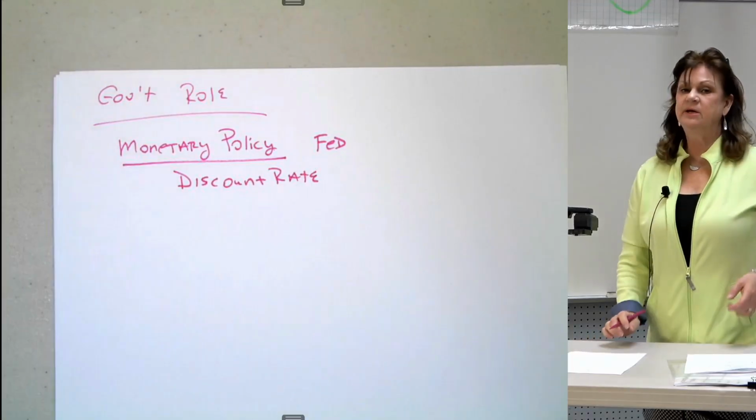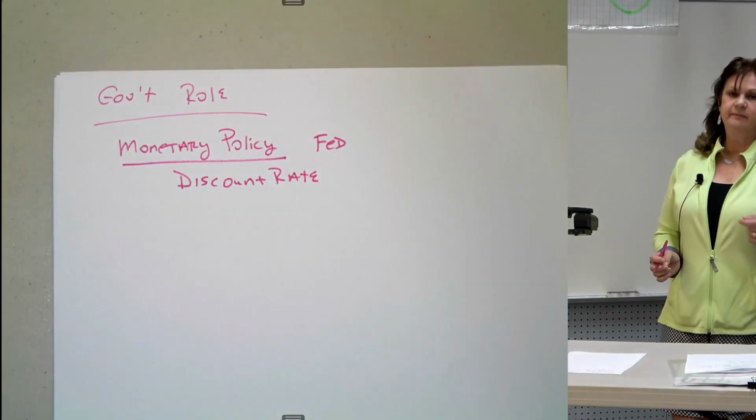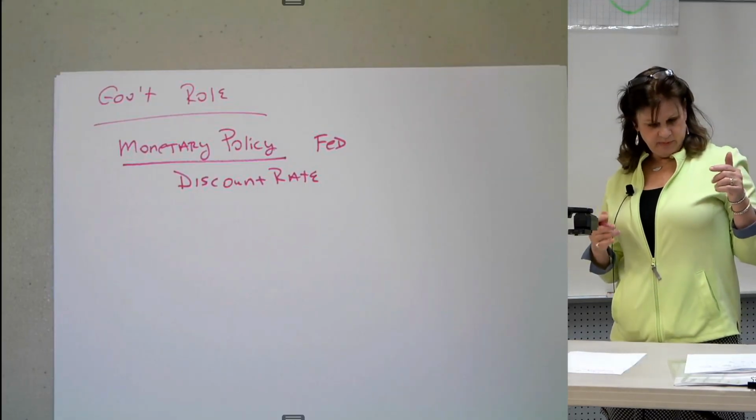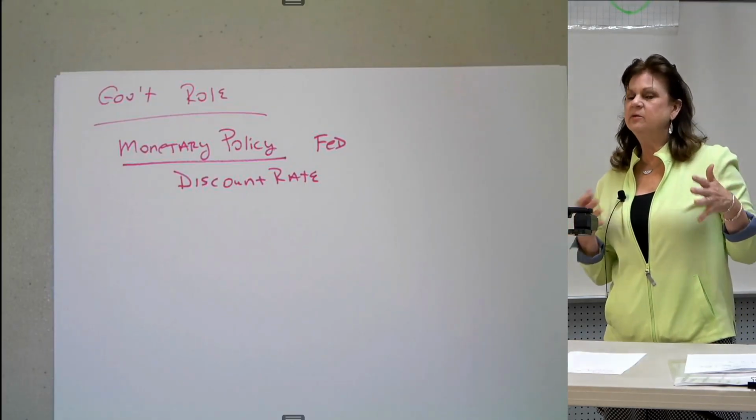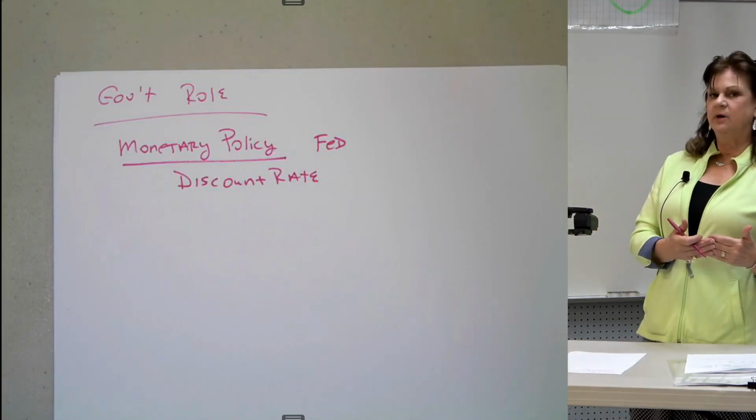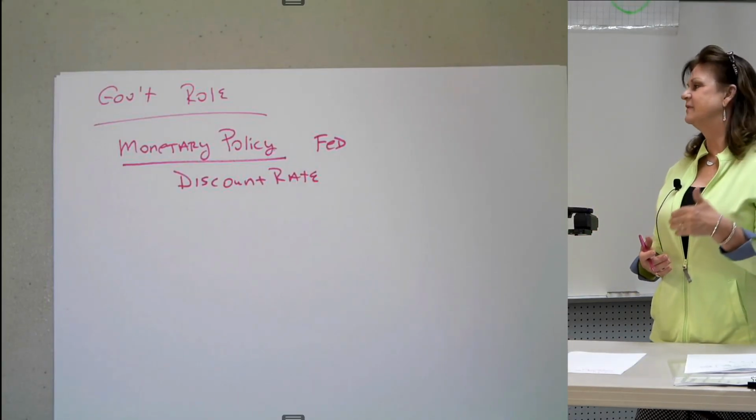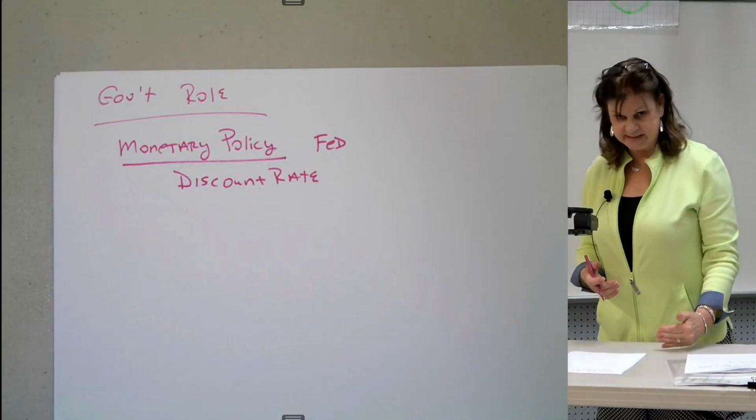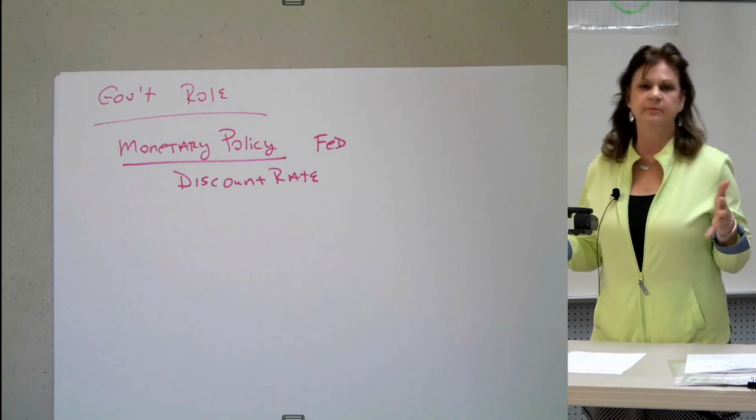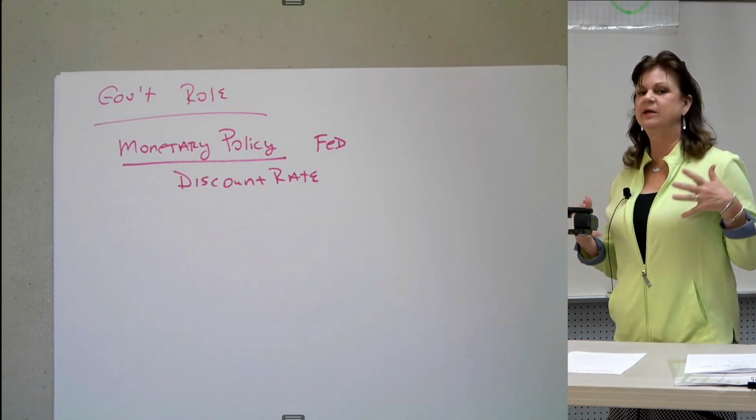And the discount rate is what banks can borrow from the Fed. So here's what happens. The banks have reserve requirements, and they're moving so much money every single day that sometimes they meet their requirement and sometimes they don't. But they have to have that cash in the bank at the end of business that day. Let's say they need, I don't know, 100 million to get to their reserve requirement, and they don't have it.